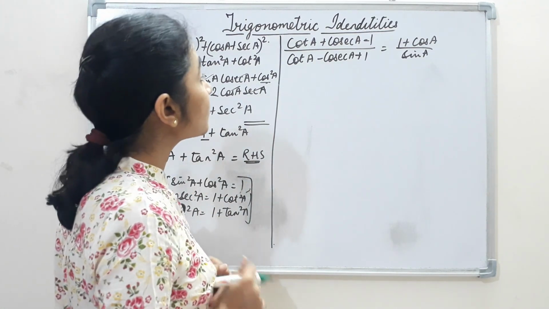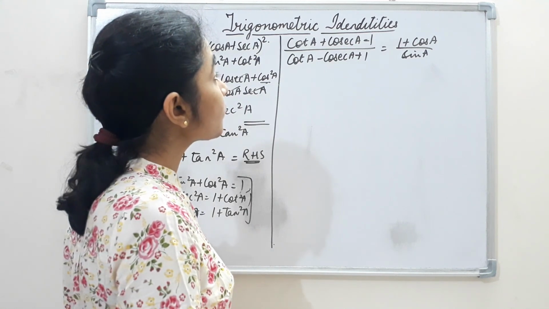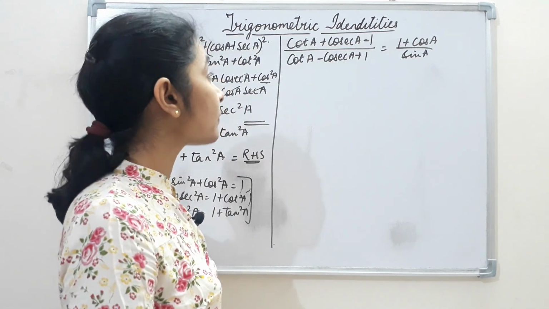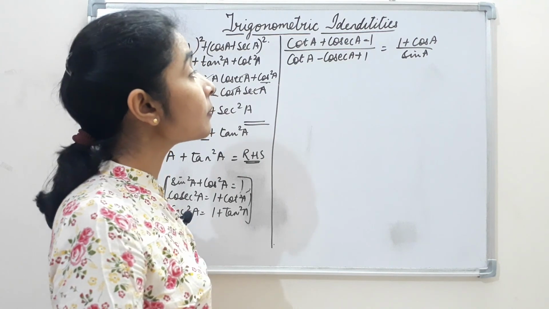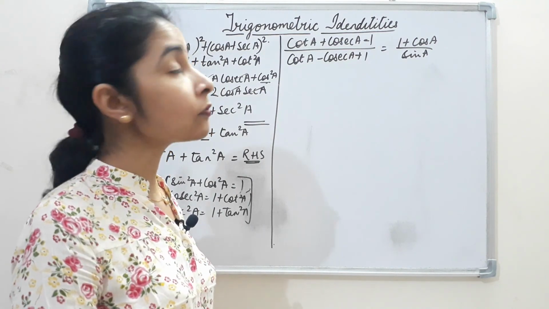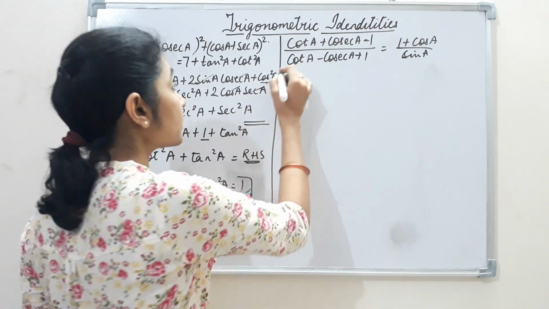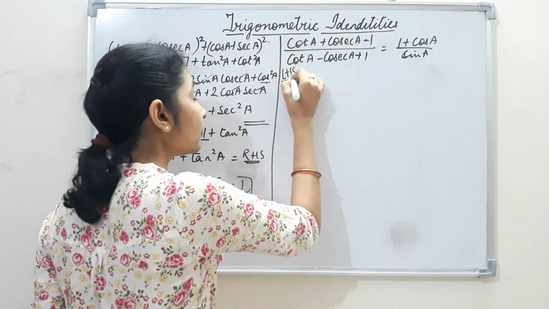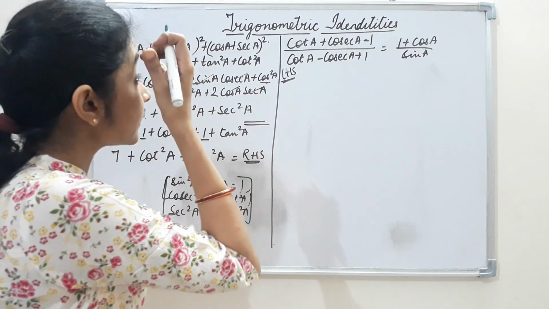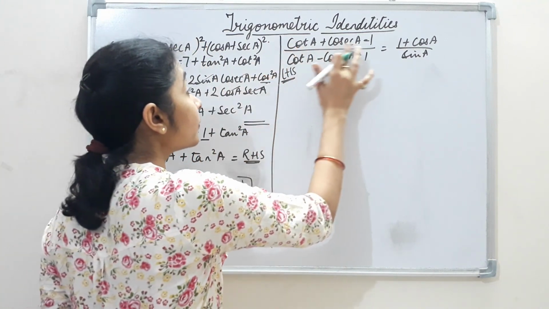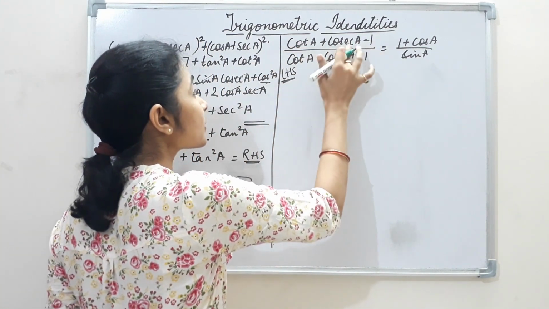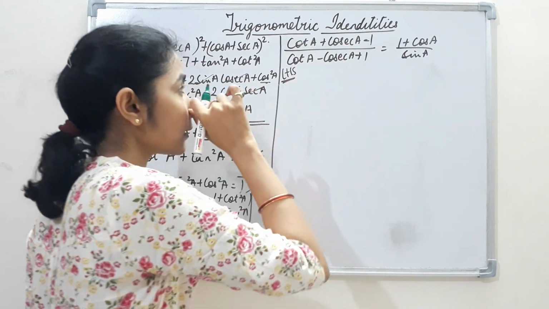Now coming to the next question, we are supposed to prove that (cot A plus cosec A minus 1) upon (cot A minus cosec A plus 1) is equal to (1 plus cos A) upon sin A. Now here, starting with LHS. Now in LHS, we'll just change this one. We are having the identity of cot A and cosec A, isn't it?